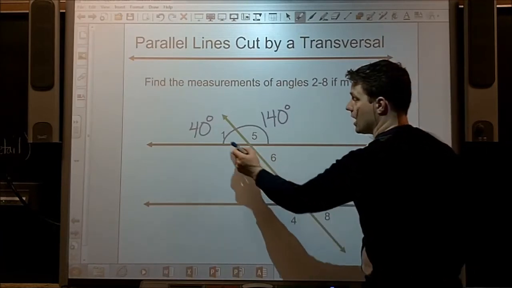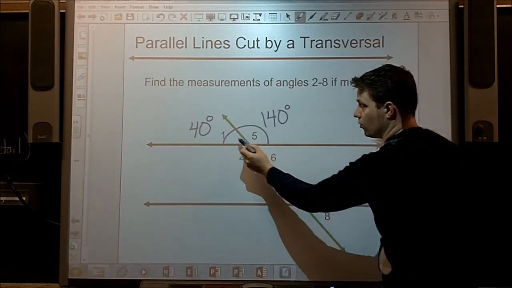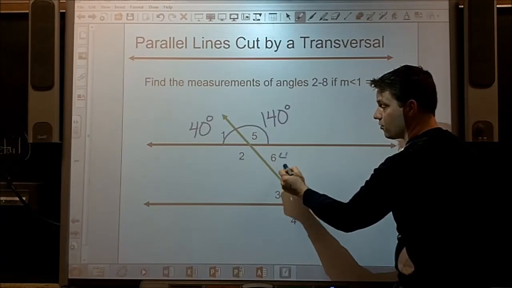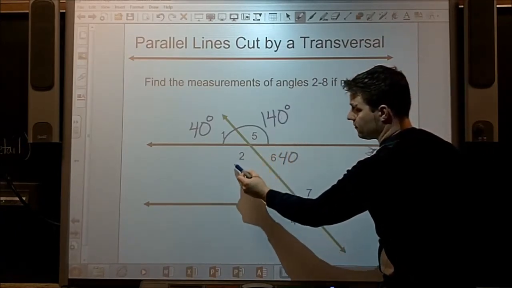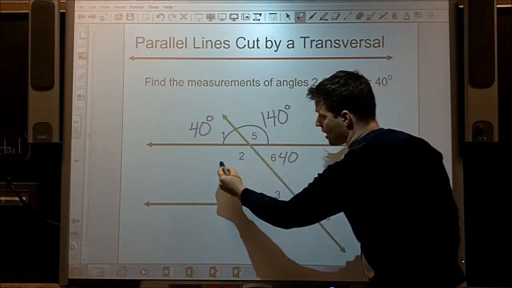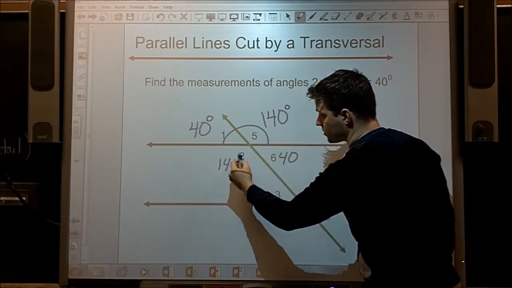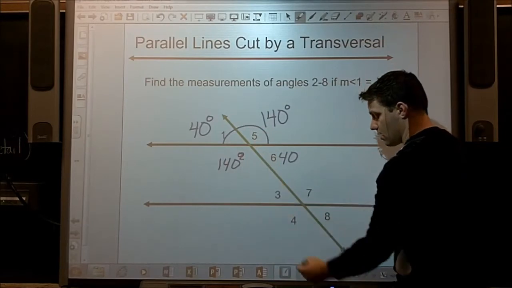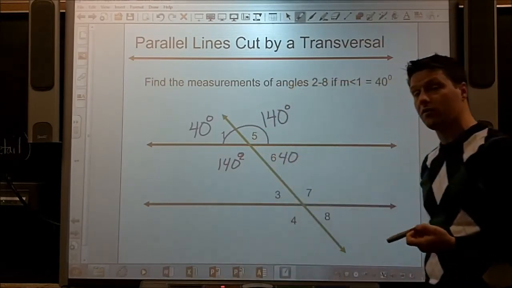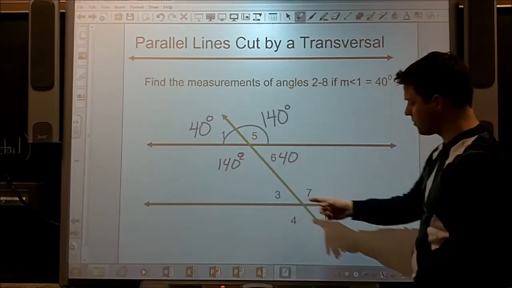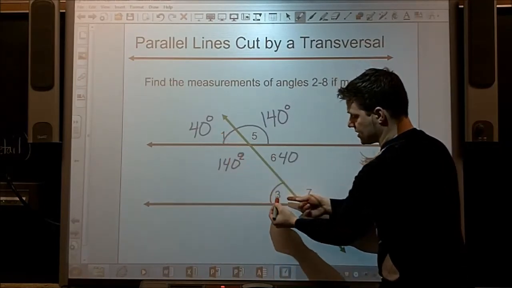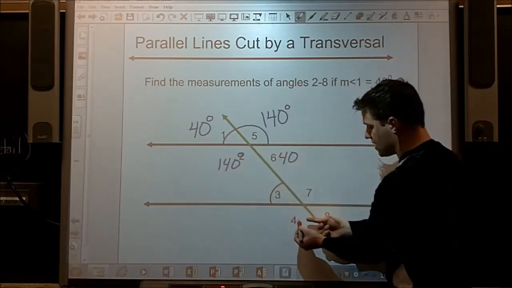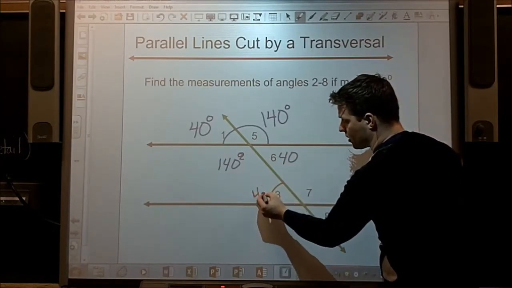So let's go vertical to angle 1, which is angle 6. That's got to be a 40. Vertical to angle 5 must also be a 140. So all of those angles up there I have so far, they're either 40 or they're 140. Now, angle 3. Well, that corresponds with the 1. It has the same placement. It's upper left. Down here, it's upper left. That's got to be a 40.